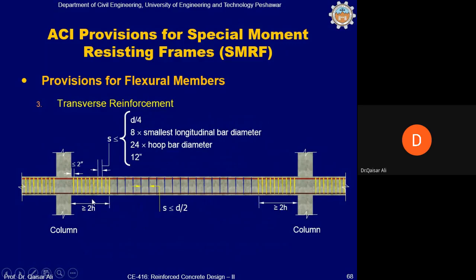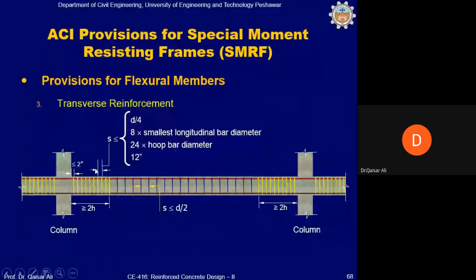In this location, on both sides, the spacing of the stirrup shall be kept equal to d/4, 8 times the smallest longitudinal bar diameter, 24 times the hoop bar diameter, and 12 inch. It should be the least of these. An example: let's say the depth of the beam is 2 feet. So this region will be 2 multiplied by 2, 4 feet on this side and 4 feet on this side.